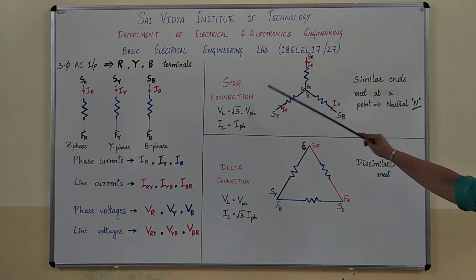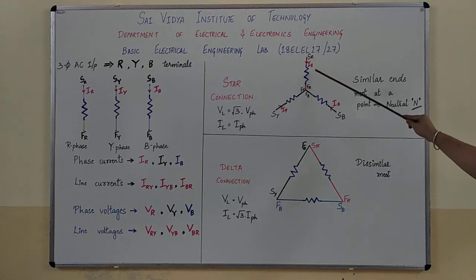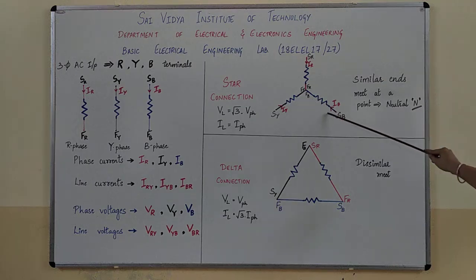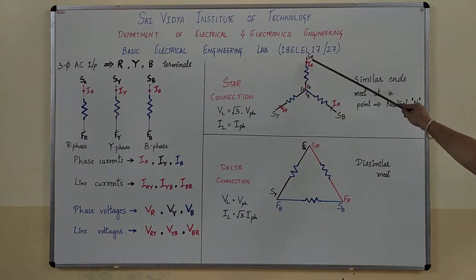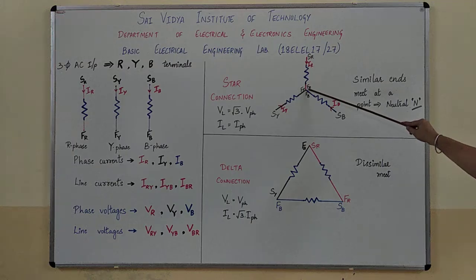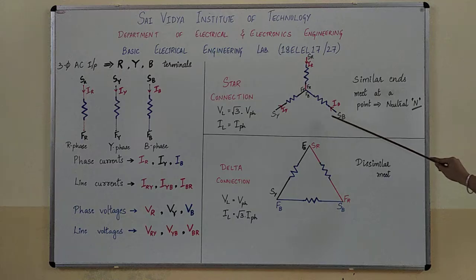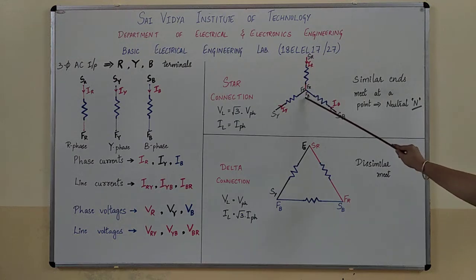So this is a star connection where we already learned that three loads will come at a point. So this is R phase, Y phase and B phase. The current entry point is considered as SR, the exit point is considered as FR. Similarly SY and FY, SB and FB.